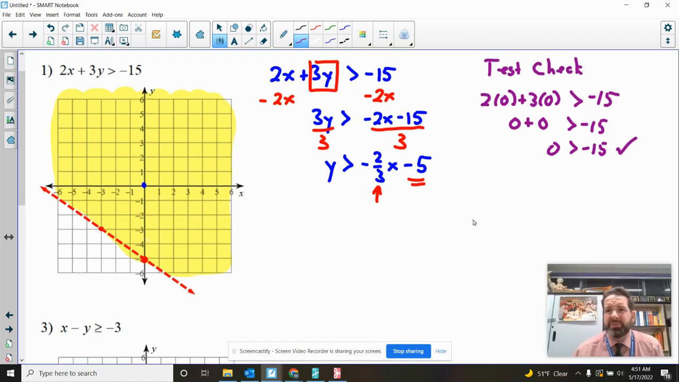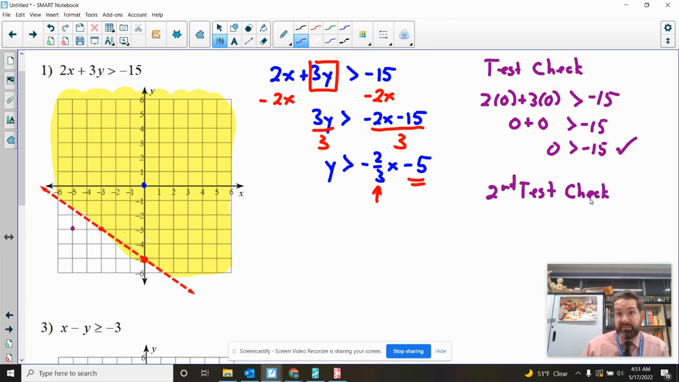Tell you what, why don't we also, as a way to make sure that we did our solving okay, pick one that we think is not a solution. So for a second test check, maybe I'm going to pick, how about this one here? Negative 5, negative 3. So, second test check.